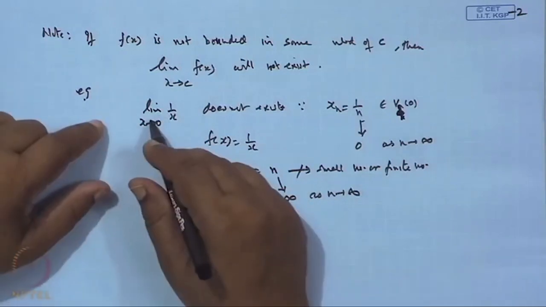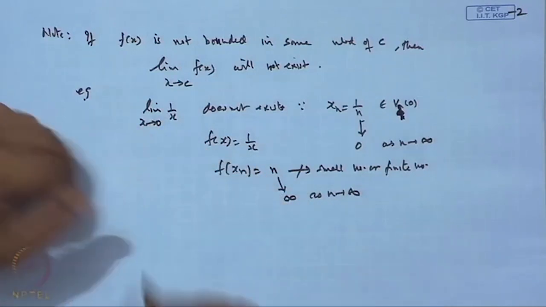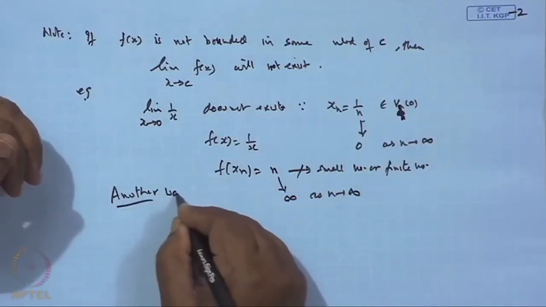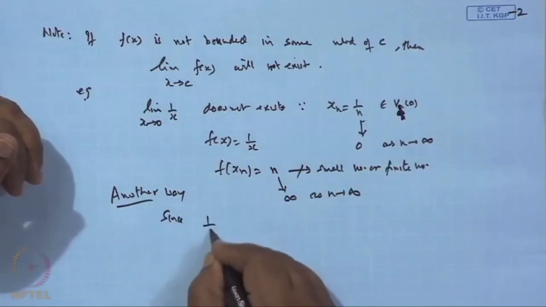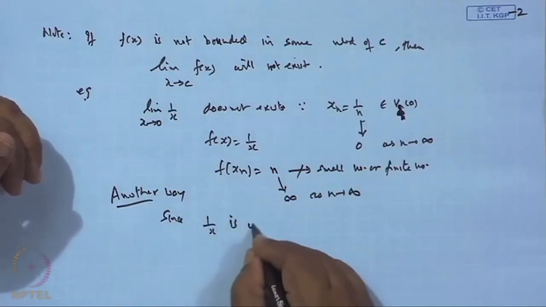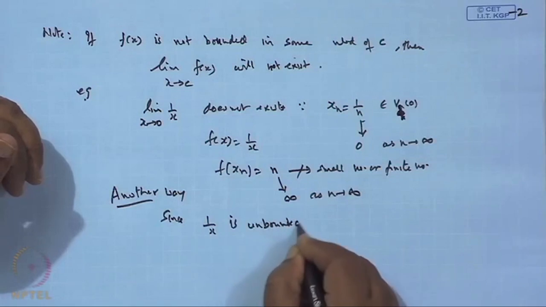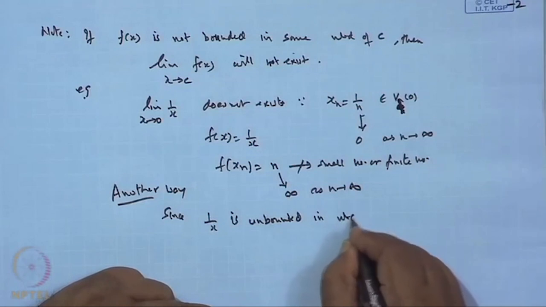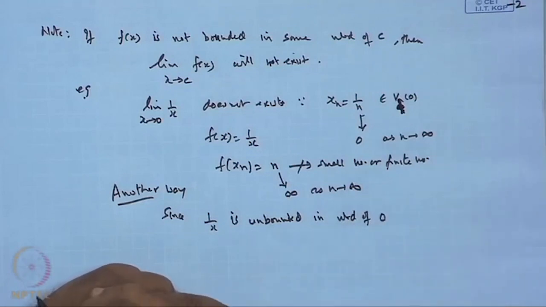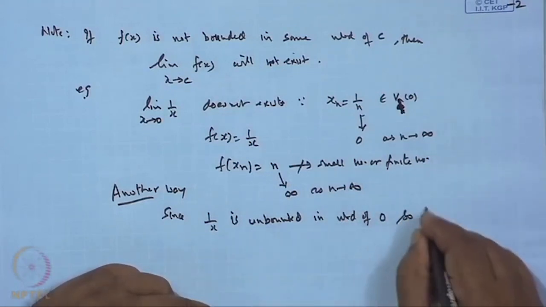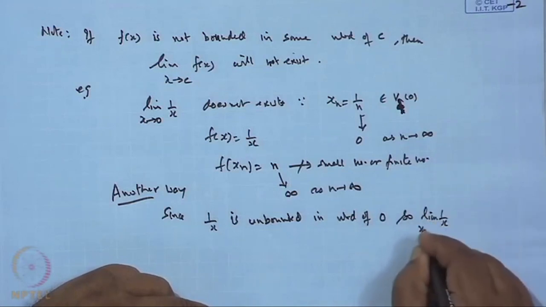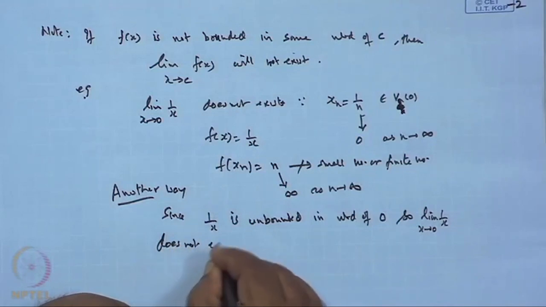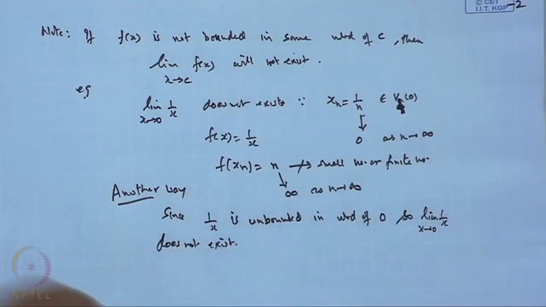But this can also be justified in another way: since 1 by x, this function, is unbounded in the neighborhood of 0, the limit of this function 1 by x as x tends to 0 does not exist. Okay. So, this is one way of doing it.